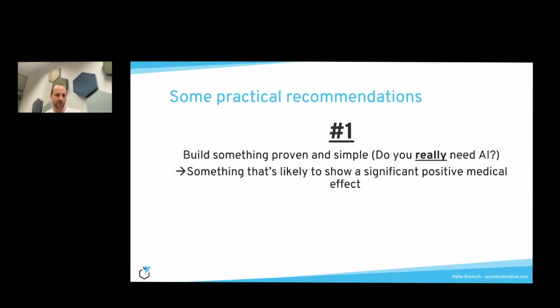My last section is some practical recommendations, to possibly show you some blind spots or things you should keep in mind while building your DiGA. My first recommendation is build something proven and simple. If you want to get into the DiGA directory quickly, ask yourself, do you really need, for example, AI involved?